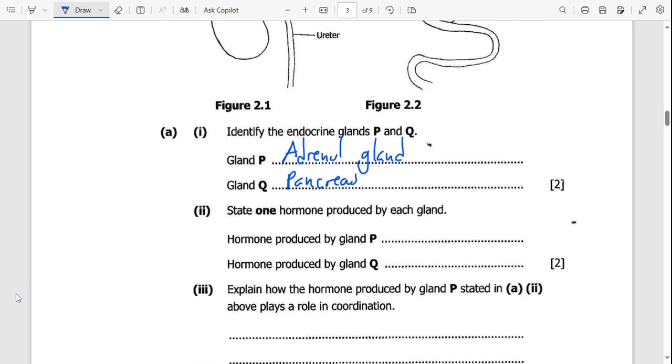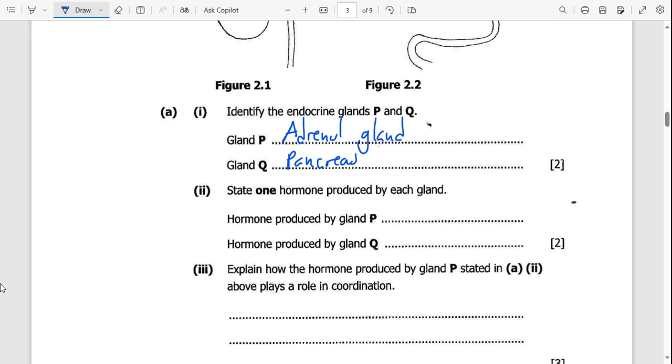And then state one hormone produced by each gland. The adrenal gland produces a lot of hormones, and you can mention cortisol as one hormone it produces. And then a hormone produced by Q, the pancreas. The pancreas can produce hormones like insulin and glucagon.